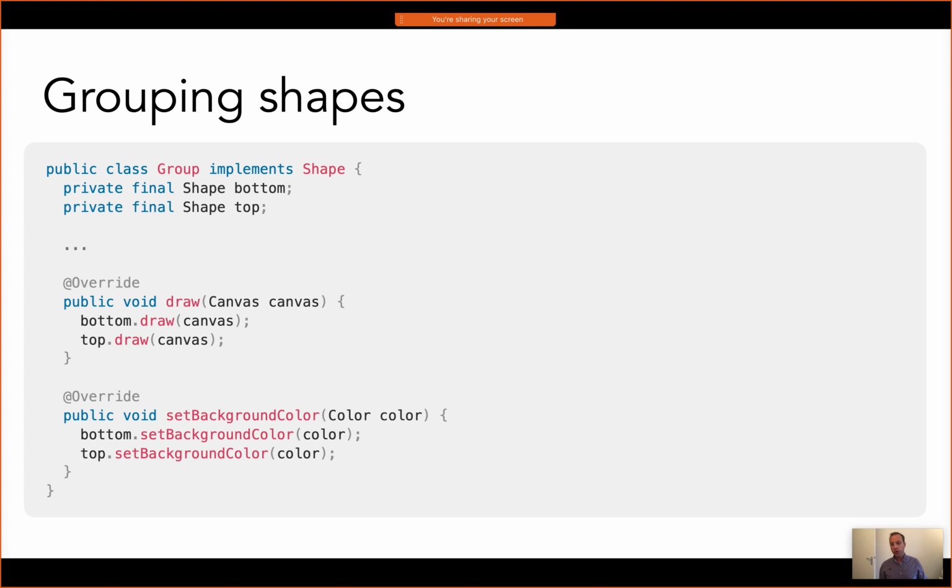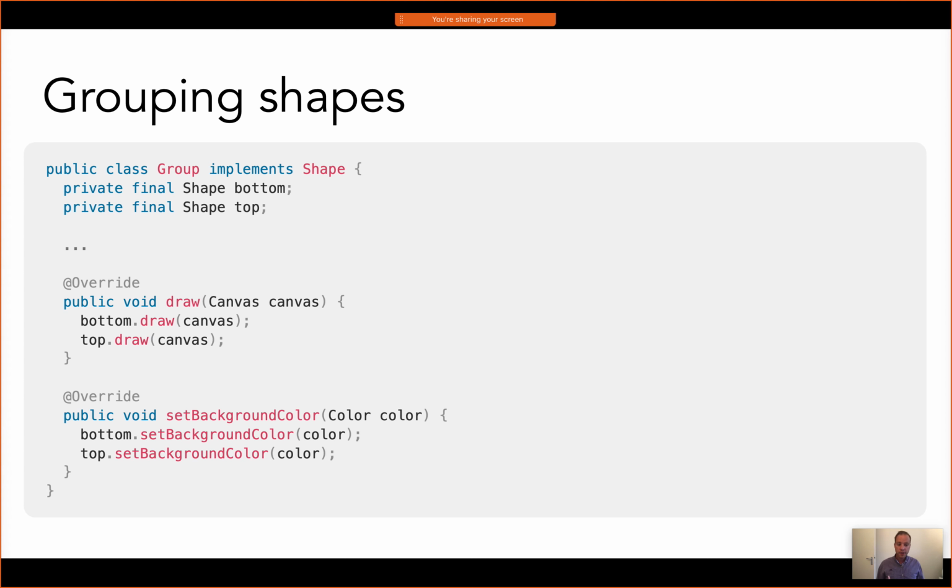And every time you call the draw method on the group, you will actually be drawing multiple shapes onto the canvas. First, we'll call the draw method on bottom, which will draw itself onto the canvas, and then we'll call draw on top, so that will render itself on top of this bottom shape. So the order in which we pass those shapes to group is important. And the same happens for set background color, right? When I call set background color, it will actually change the background color of two separate shapes.